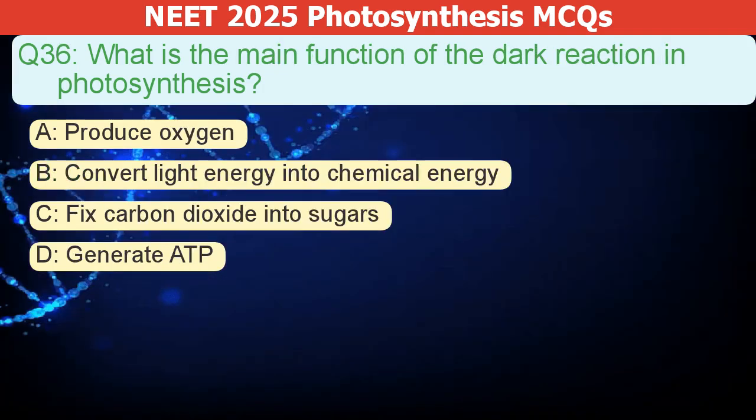What is the main function of the dark reaction in photosynthesis? A. Produce oxygen. B. Convert light energy into chemical energy. C. Fix carbon dioxide into sugars. D. Generate ATP.